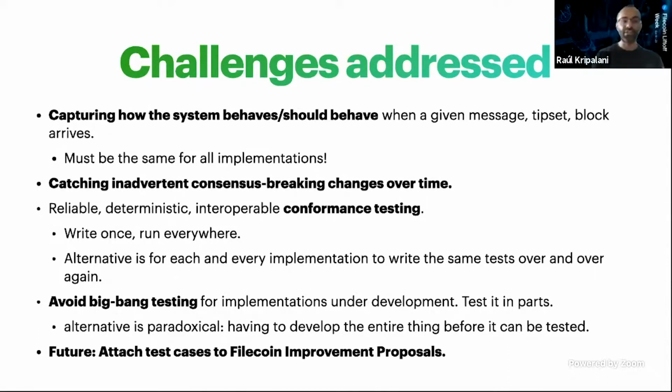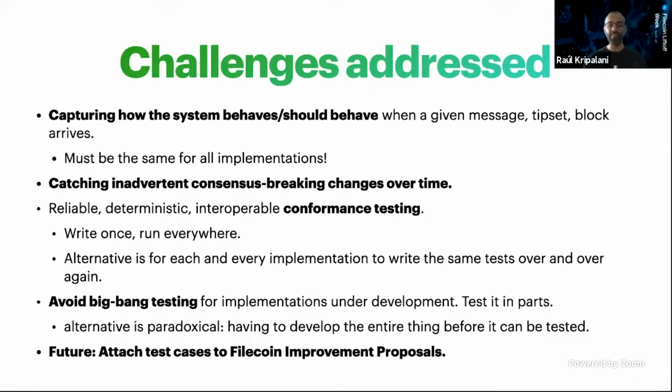So test vectors award us with reliable, deterministic, and interoperable conformance testing. Basically, we write a test vector once, and we're capable of running it against all implementations. The alternative would be for each and every implementation to write the same test over and over again. Having a body of test vectors has also been super important to avoid what I personally call big bang testing.